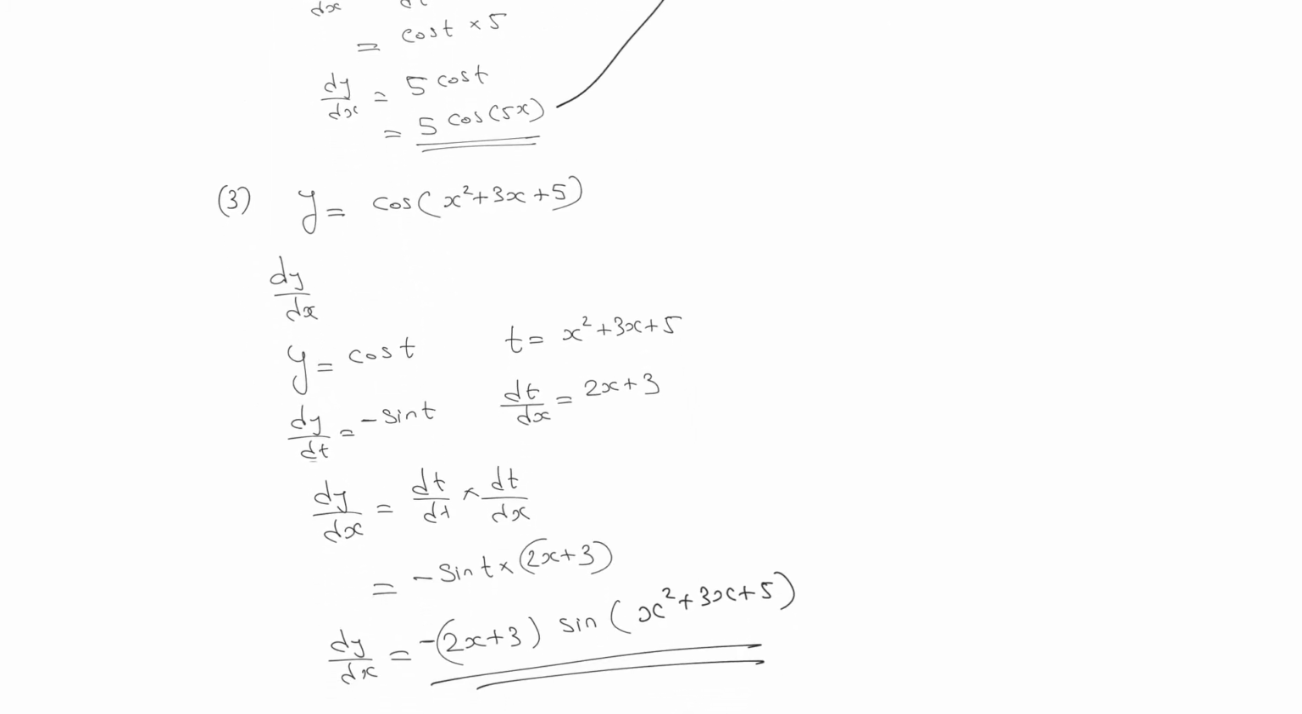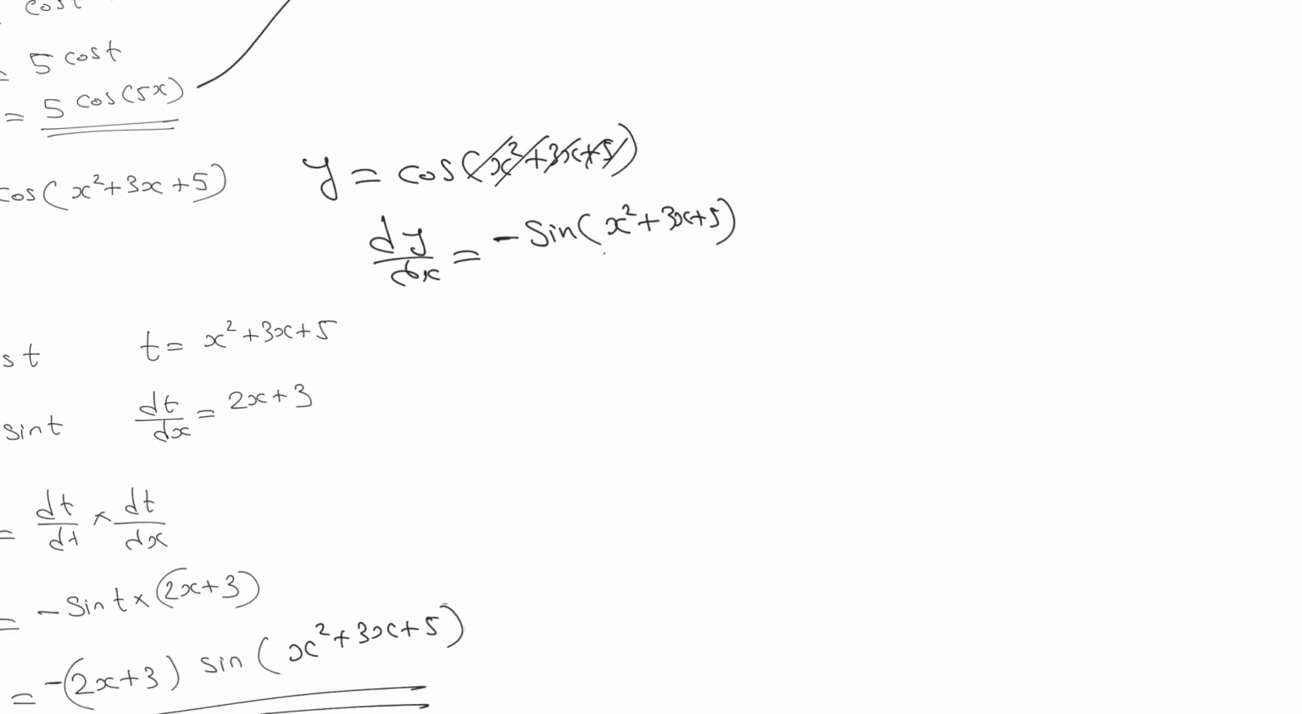Or you can take one more example for the third question. The value of y is equal to nothing but cos of (x square plus 3x plus 5). So assume that our internal function is nothing but x. So it is in the form of y is equal to cos x. So we can find out the value of dy by dx is equal to differentiation of cos x, which is minus sin x, where the value of x we assume is x square plus 3x plus 5.